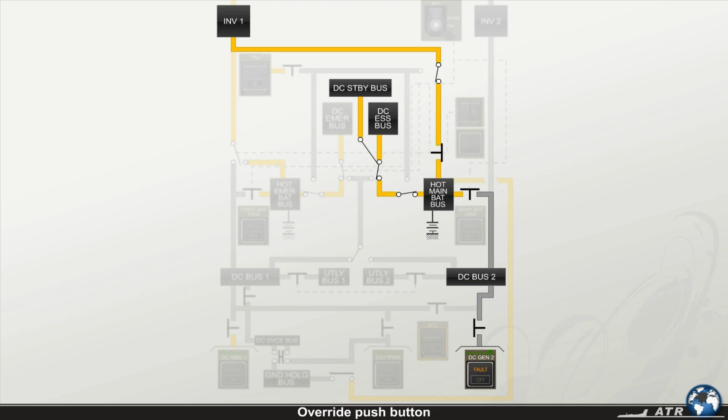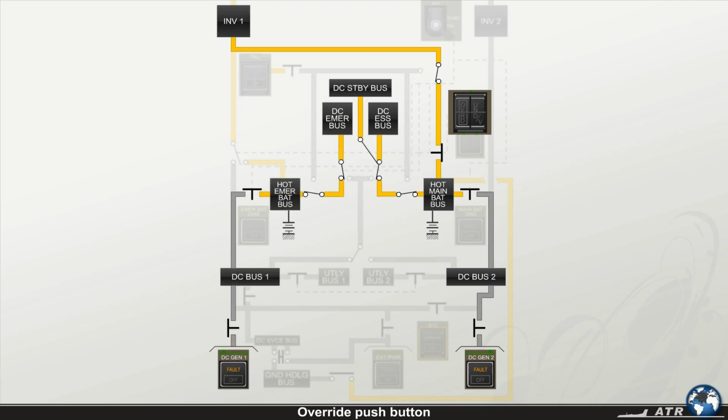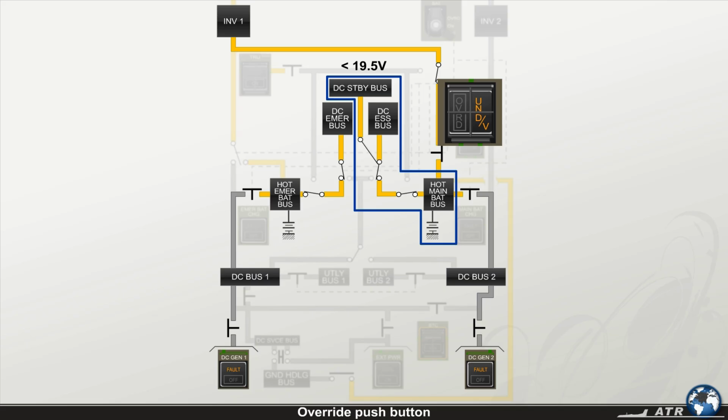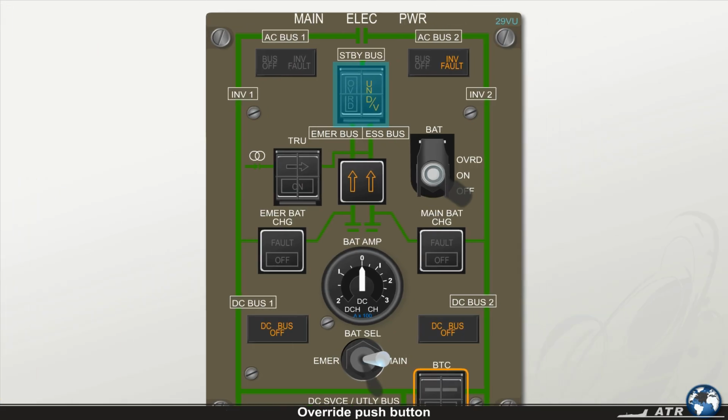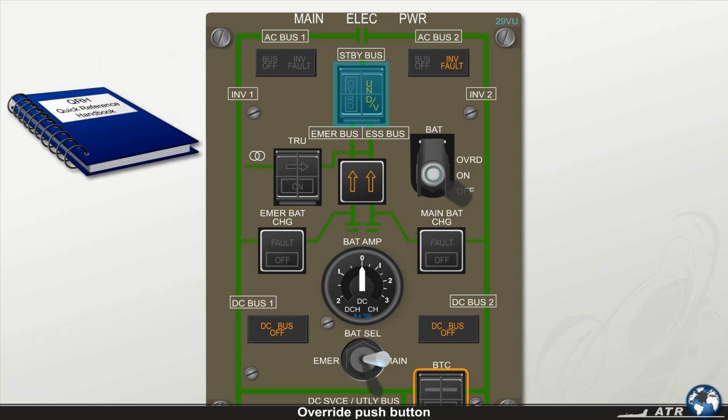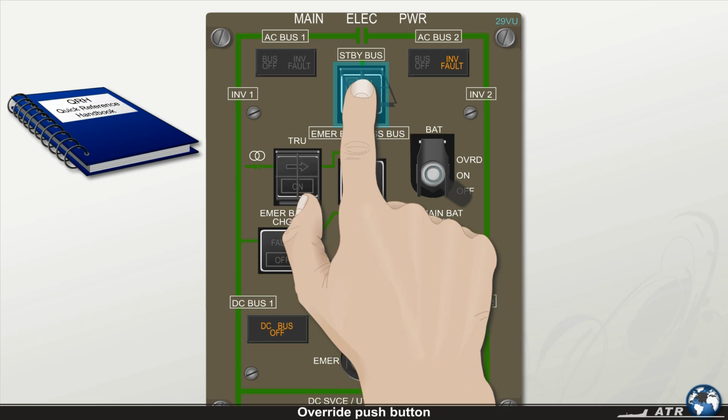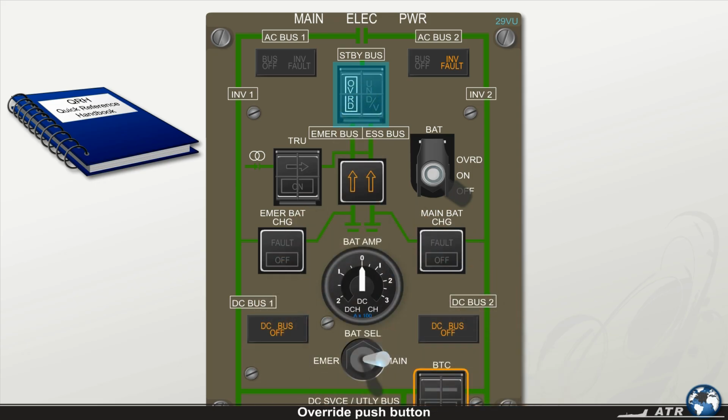You've already seen in which situations this control element has to be used. Remember the buses and their malfunctions. In case the batteries are the only DC power sources available, and when the voltage provided via DC essential bus to DC standby bus falls below 19.5 volts, the amber undervoltage light illuminates in the override push button. In this situation, and when required by a checklist in the QRH, you can open the spring-loaded guard and depress the push button. This action will illuminate the white override light.